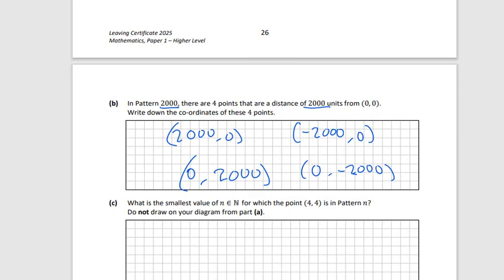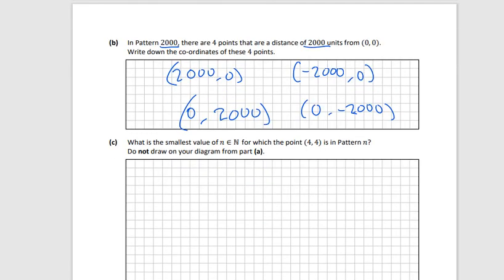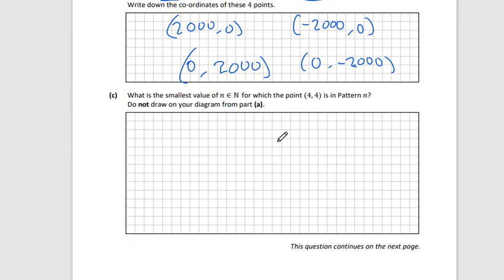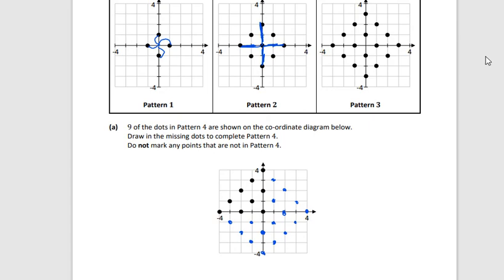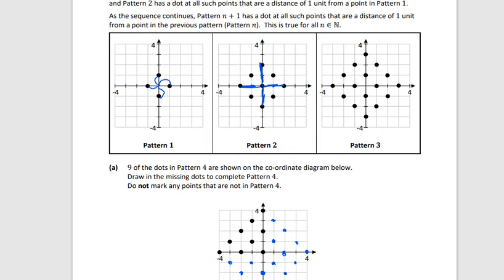What's the smallest value of n for which 4, 4 is in pattern n? Well, if we think about the point 4, 4, it says not to draw on the diagram from part A, because obviously you lose marks if you put in more dots when part A is being marked. So I can draw on pattern 2 though. So the point 4, 4 is here.